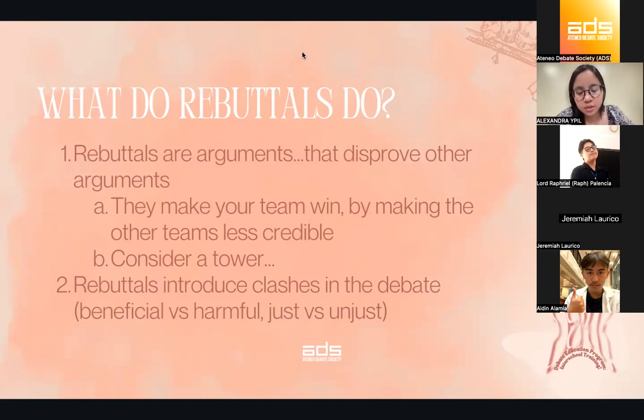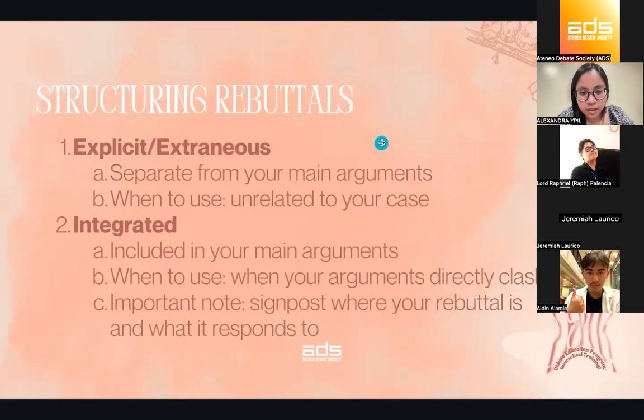All right. So in general, that's how we would define rebuttals: first as arguments, and secondly as ideas that generally clash in the round. Next slide, please. So how do you usually structure rebuttals? I'd preface this by saying that it's important to know how rebuttals are structured so that you know where to place rebuttals. So there are generally two ways that rebuttals are structured.